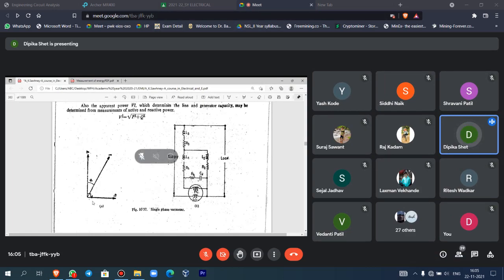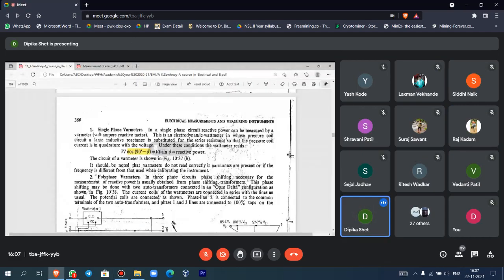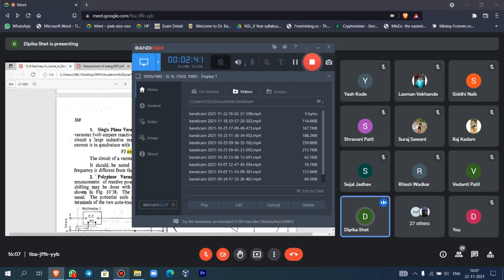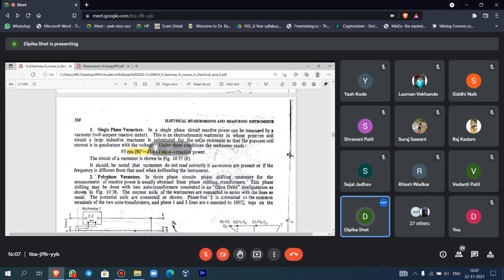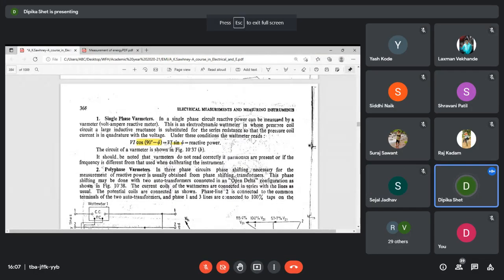And the current I means what? The current which will be flowing through this load circuit. Cos(90 minus phi) is nothing but equal to sin phi. So we can write the same equation as VI sin phi, which is nothing but our reactive power. VI cos phi is our active power, and VI sin phi is our reactive power.